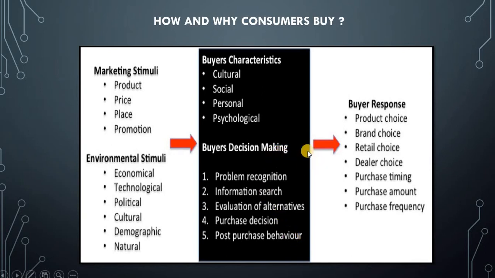Once you make the decision of buying, what is the response by the buyer? Maybe regarding the product choice, brand choice, retail choice, dealer choice, purchase timing, purchase amount and purchase frequency. So how does he respond? The buyer may buy any product of any brand, from any retail shop, any dealer. So it depends. This is the consumer buying process. There is a stimuli, there is a decision making process, then there is a response. So the entire chart explains how consumers buy a product.